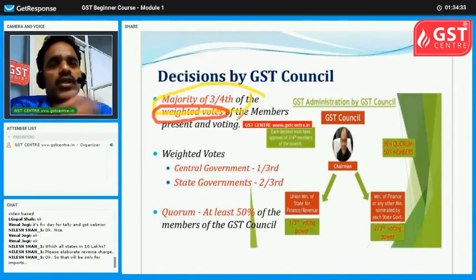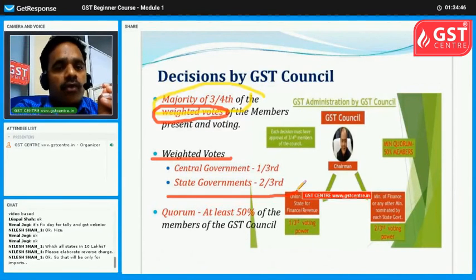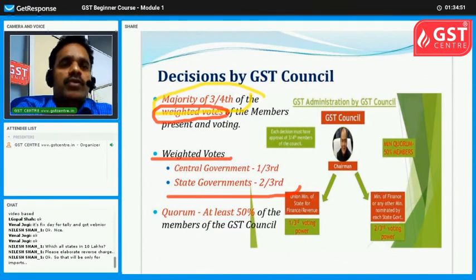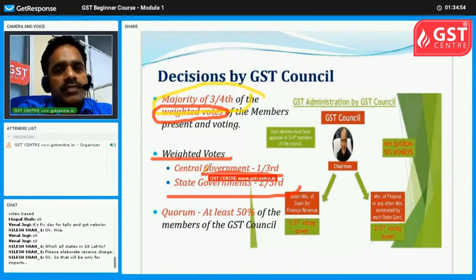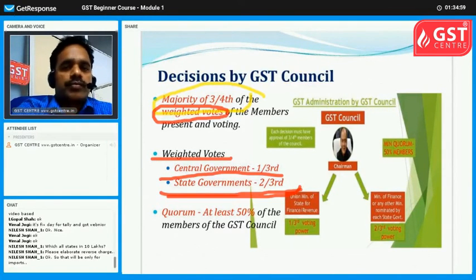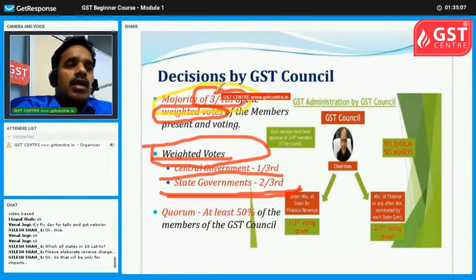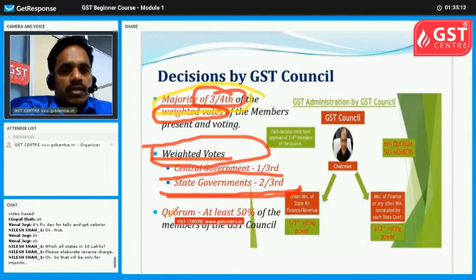It is directly not a majority of 3/4, it is 3/4 of the weighted odds. So how will the weighted odds be calculated? The central government will have 1/3 voting power, and all the state governments together will have 2/3 of the weighted odds. So the central government is very powerful, and all the state governments in total will have 2/3. Of this weighted odds, 3/4 should be in favor of the decision to get it passed.